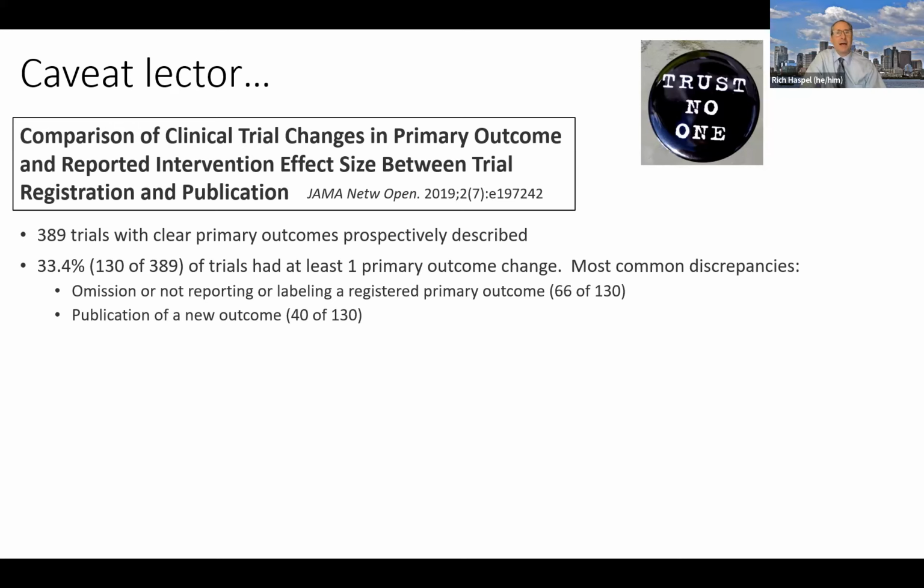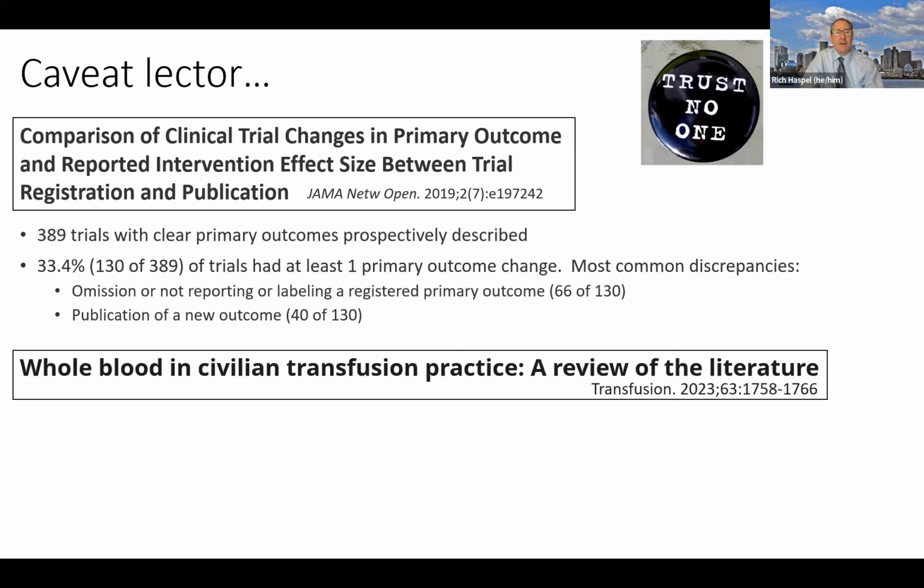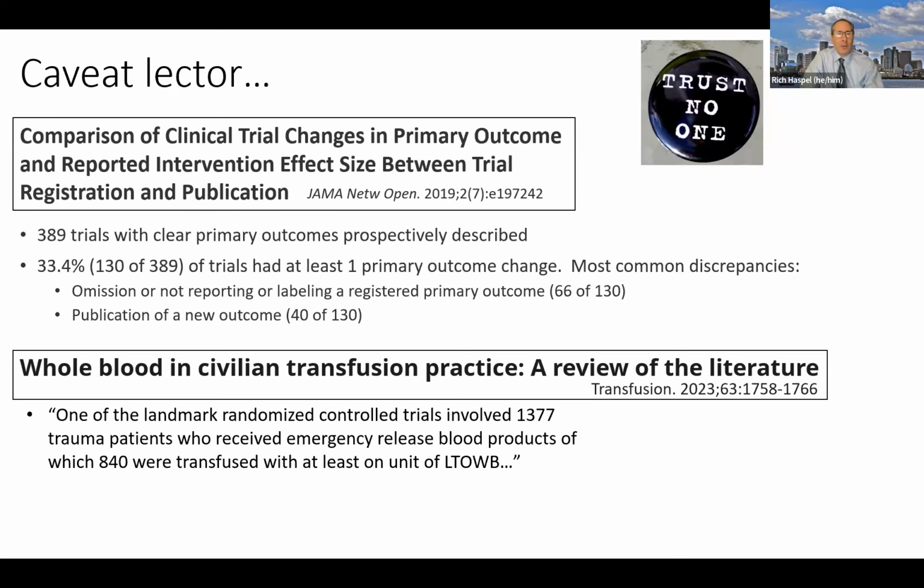When people change the primary outcome, it can mean a lot of things, including they're playing games. Another more recent one is a review published in Transfusion this year, Whole Blood and Civilian Transfusion Practice, a review of the literature. So here is a quote. One of the landmark randomized controlled trials involved X number of trauma patients who received emergency release blood products, of which 840 were transfused with at least 1 unit of low titer O whole blood. Problem is, for people familiar with this literature, there is no randomized controlled trial of whole blood. It was an observational study, yet it was called a randomized controlled trial in this review.